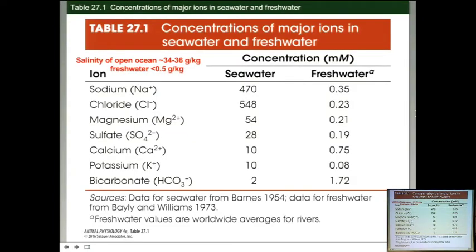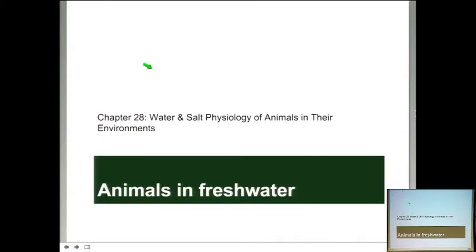Now, here we have a repeat of the table from the last lecture, table 27.1, just to remind you that the concentrations of the ions in seawater are, for sodium, 470 and chloride 548. So these are very high compared to any blood levels. And the values in freshwater are very low compared to any blood levels. And the other ions are listed here. And remembering that the salinity of the ocean is approximately 35 grams per kilogram of water, whereas in freshwater it's less than 0.5 grams per kilo. So keep these in mind now as we go forward and look at the animals in freshwater adaptation.